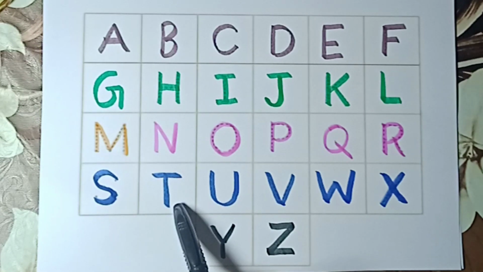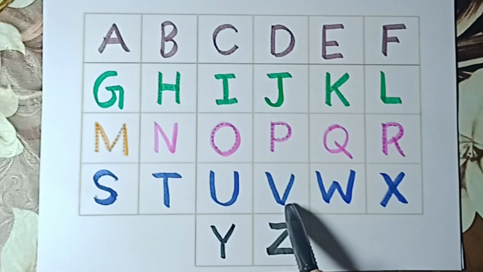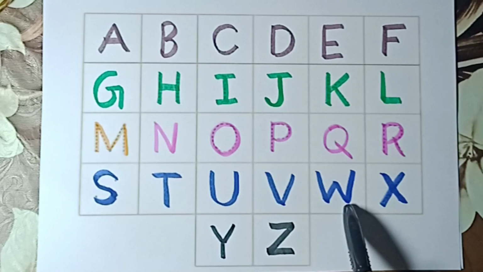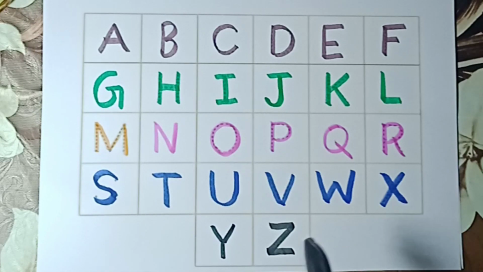T. T is for temple. U. U is for umbrella. V. V is for van. W. W is for watch. X. X is for X-ray. Y. Y is for yak. Z. Z is for zebra.